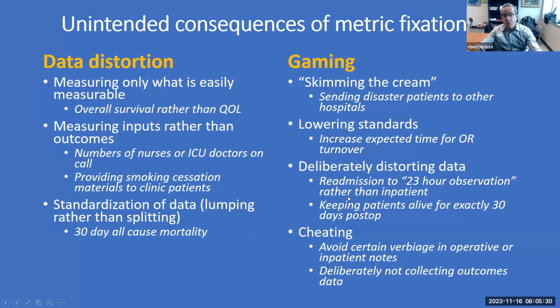One horrible case, which I don't want to even remember, was a transplant patient who was basically kept alive for exactly 31 days postoperatively. And although I can't be sure, I think it was because 30-day mortality is a big quality metric. And finally, just frank cheating, avoiding certain wording of operative notes. We opened the lumbar spine and we noticed cerebrospinal fluid in the field, right? And also deliberately not collecting outcomes data, let's say not getting certain types of imaging because we don't want to know if there's been a complication.